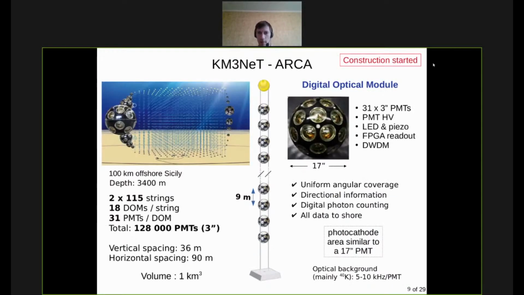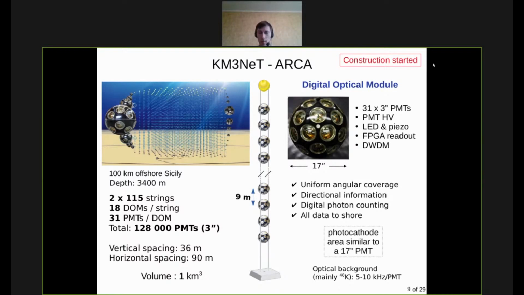KM3NeT ARCA will replace Antares when it is finally constructed. Now it's only the first stages of its construction. There are a couple of strings which are already deployed and working. It is located 100 kilometers offshore Sicily in Italy at a depth of 3,400 meters. It will be two blocks of 115 vertical strings each, with 18 digital optical modules on each string.